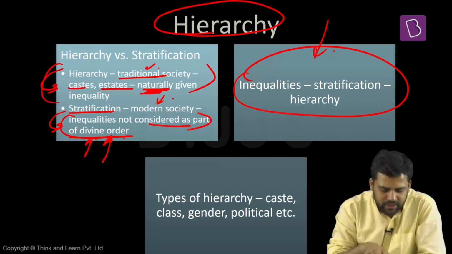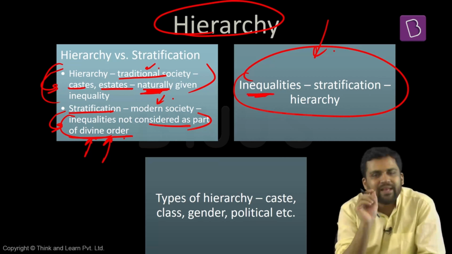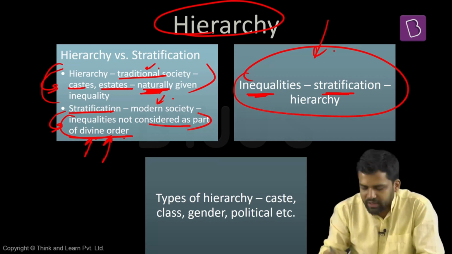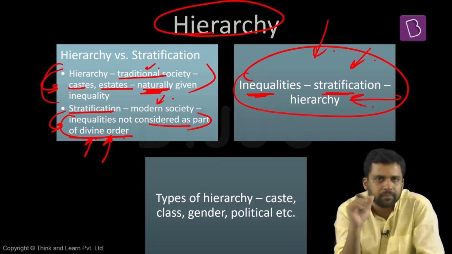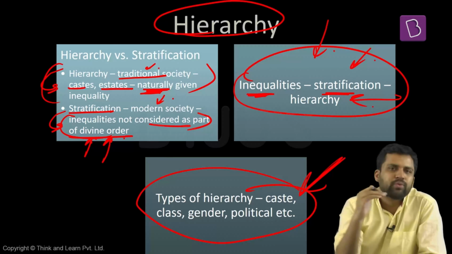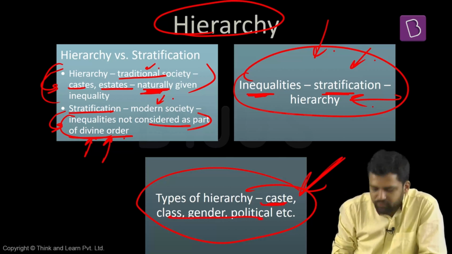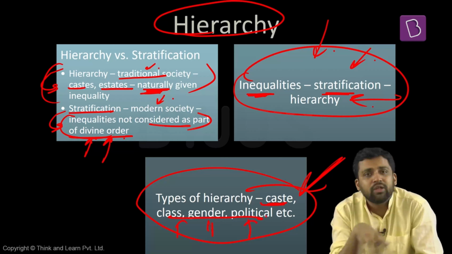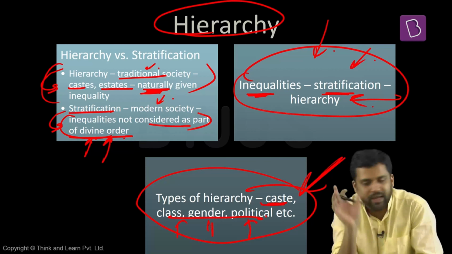Rather than finding the differences here in terms of societies, what we can say is inequalities lead to stratification. Differences lead to inequalities when we are evaluating them. These inequalities will lead to stratification, and stratification leads to hierarchy. Whenever we say stratification, different groups are arranged in the form of a hierarchy. So hierarchy can be on the basis of different lines. It can be on the lines of caste, class, gender, access to political power, all these dimensions.